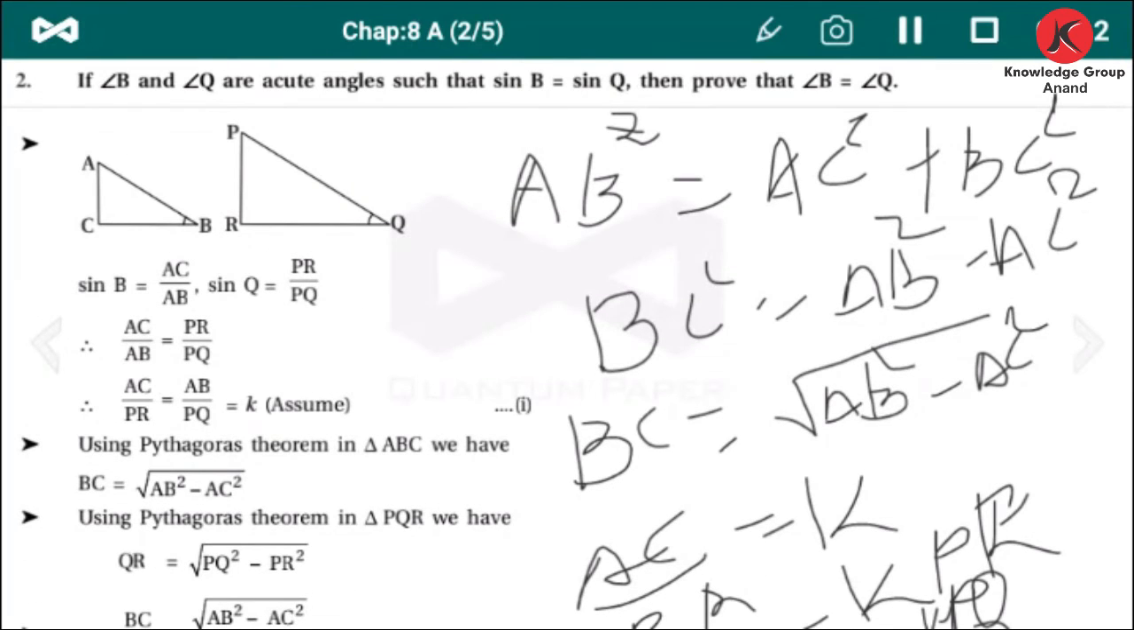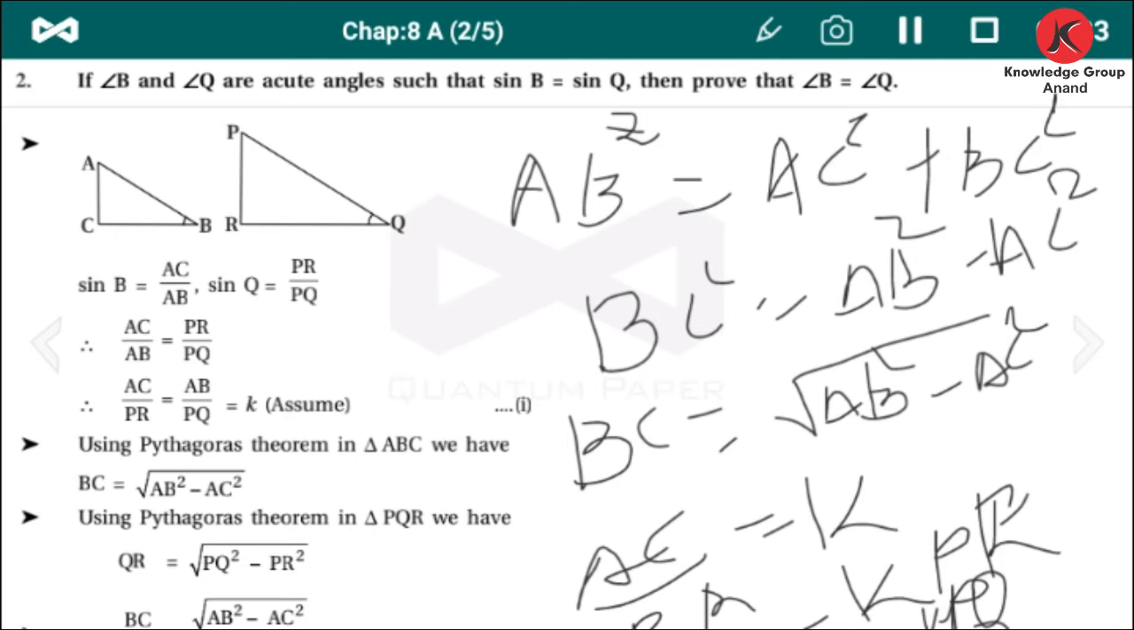Again this sum, first we prove sin B is equal to sin Q. We are given sin B is equal to sin Q, then put the value sin B is equal to AC upon AB and sin Q is equal to PR upon PQ. Therefore, AC upon PR is equal to AB upon PQ is equal to K. This is result number 1.